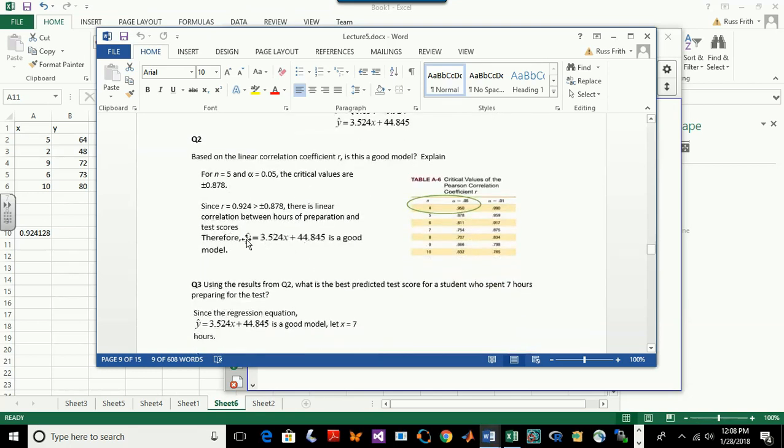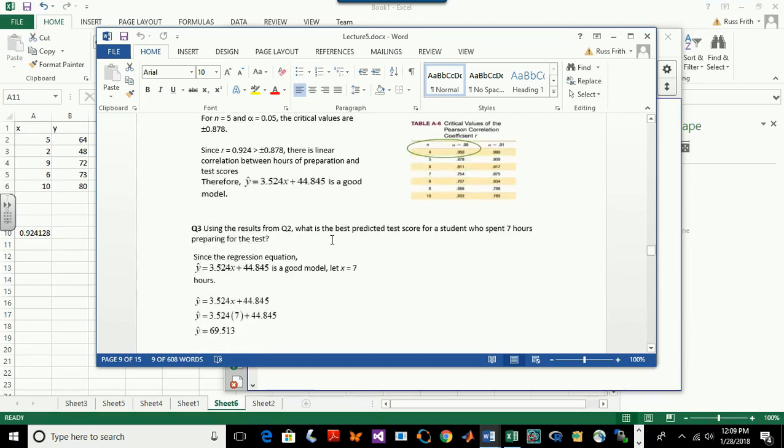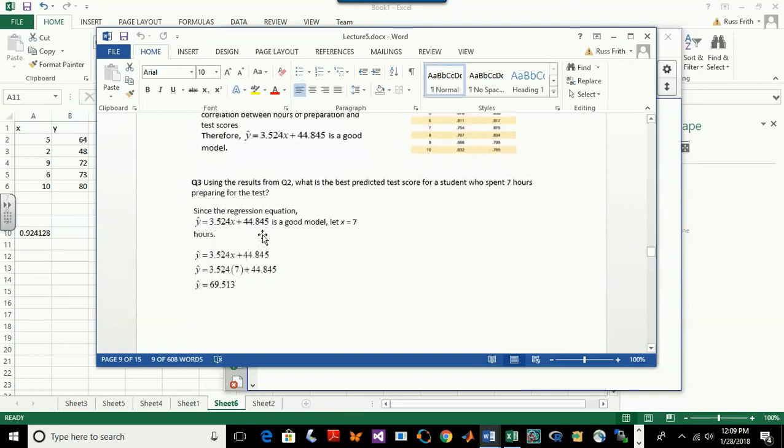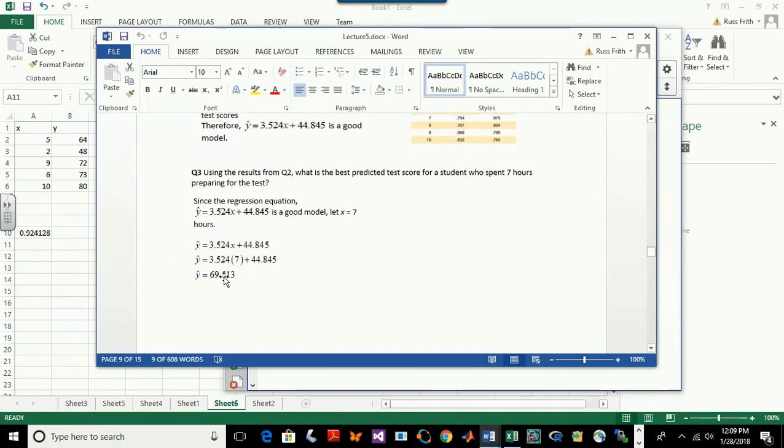So the equation is a good fit. It's a good model. Okay, so let's go to Q3. Using the results from Q2, what is the best predicted test score for a student who spent 7 hours? So if this model is good, then you can plug in 7 into your regression equation and get an estimated score for a student who spent 7 hours studying.